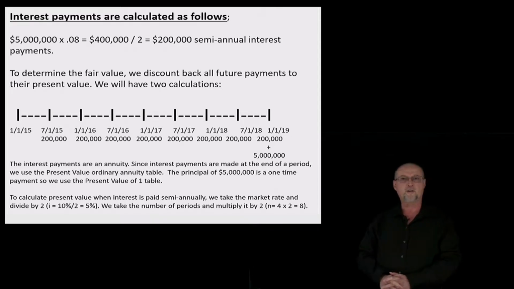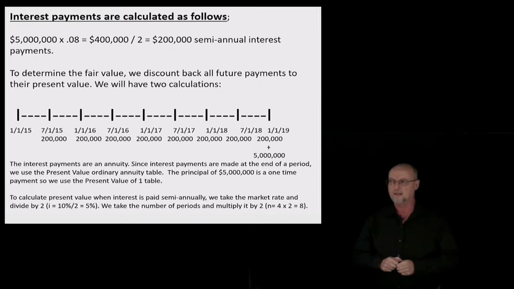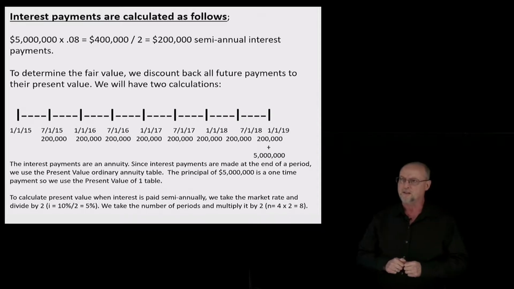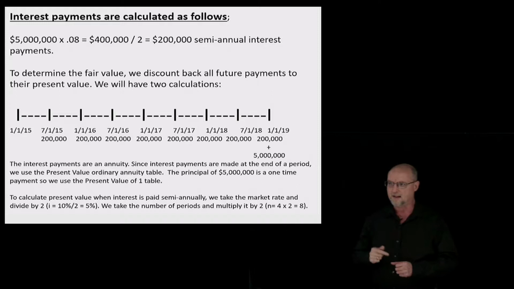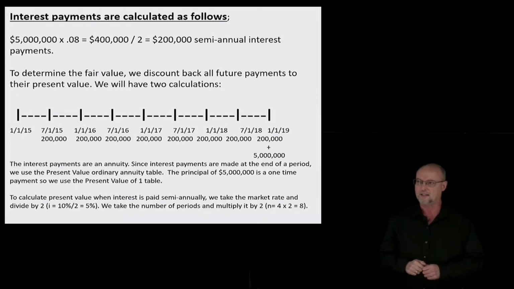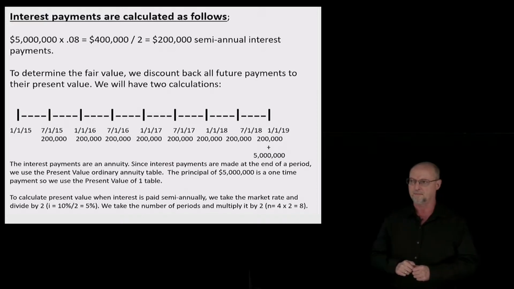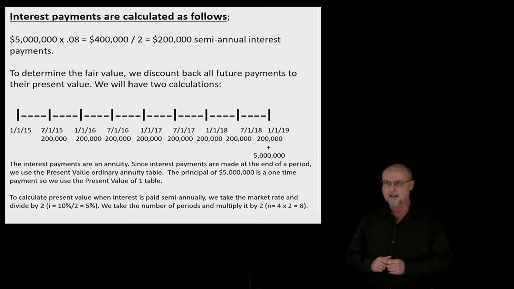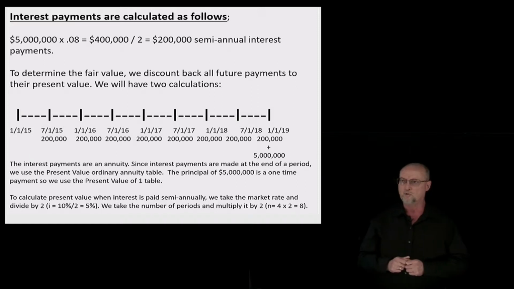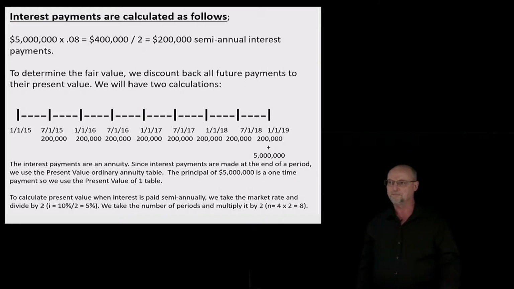Now here's where you need to review your time value and present value calculations. Assuming you've done that, let's take a look. First, the interest payment that the investors will receive every 6 months will be the face value, $5 million, times the contract rate of 8%. Annual interest is $400,000. Since it's a semi-annual interest payment, we divide that by 2, and every 6 months, the investor will receive $200,000 of semi-annual interest.